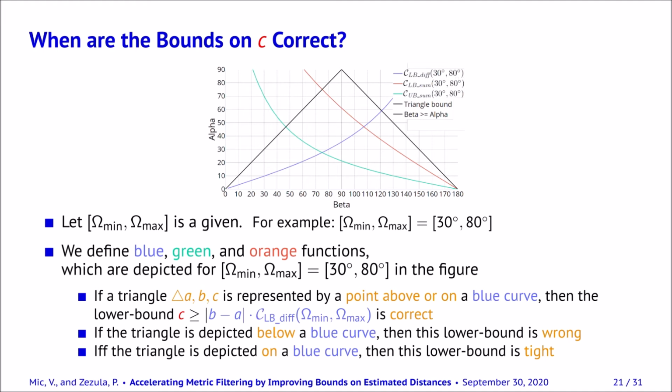First, let's focus on the function depicted by the blue curve. If a triangle is represented by a point which is above or on the blue curve, then the lower bound on C based on the difference of B and A is correct. If a triangle is represented below the blue curve, then this lower bound on C is wrong. If and only if a triangle is depicted on the blue curve, then the lower bound on C is tight.